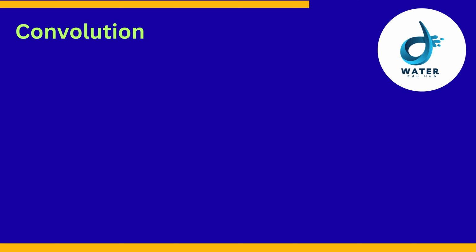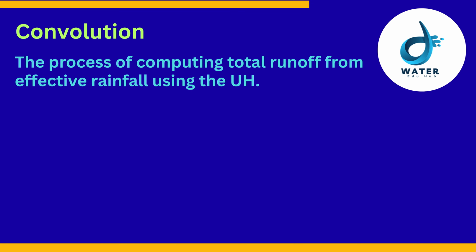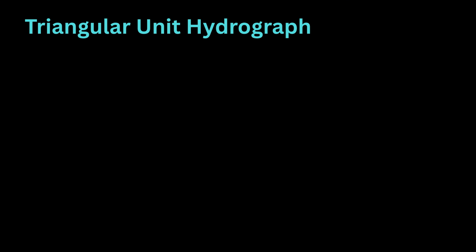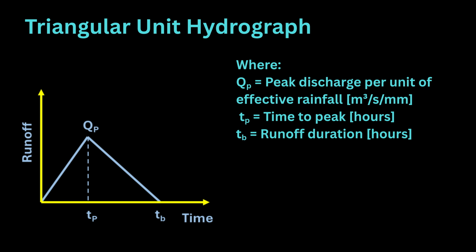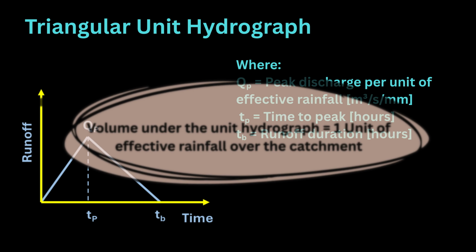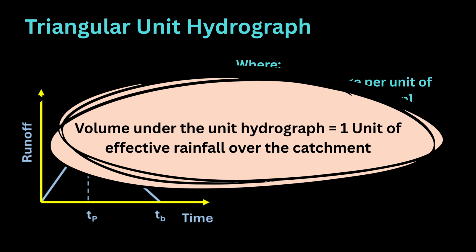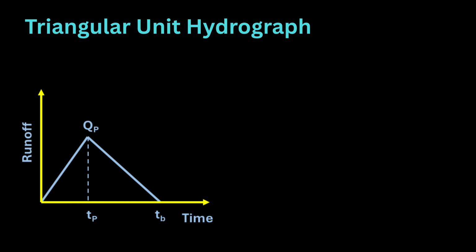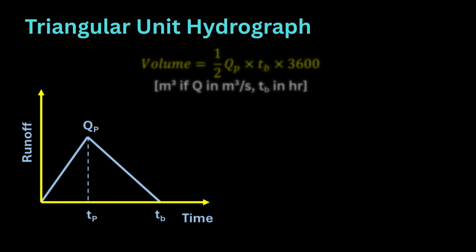The unit hydrograph method also relies on convolution, the process of computing total runoff from effective rainfall using the unit hydrograph. For discrete time steps, this can be calculated as follows. While actual unit hydrograph shapes vary, a triangular approximation provides a simple, reasonable representation. The volume under the unit hydrograph must equal 1 unit of effective rainfall over the watershed area. For triangular unit hydrograph, runoff volume can be calculated like this.